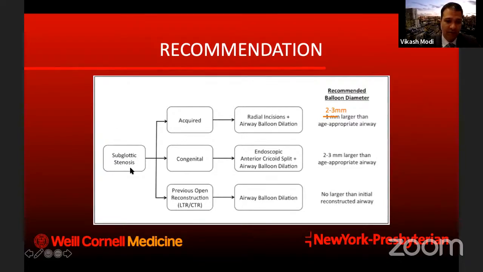So if a child has subglottic stenosis, if it's acquired, meaning it is scar tissue, we do radial incisions with a knife, and then we dilate 2 to 3 millimeters larger than the age-appropriate airway.